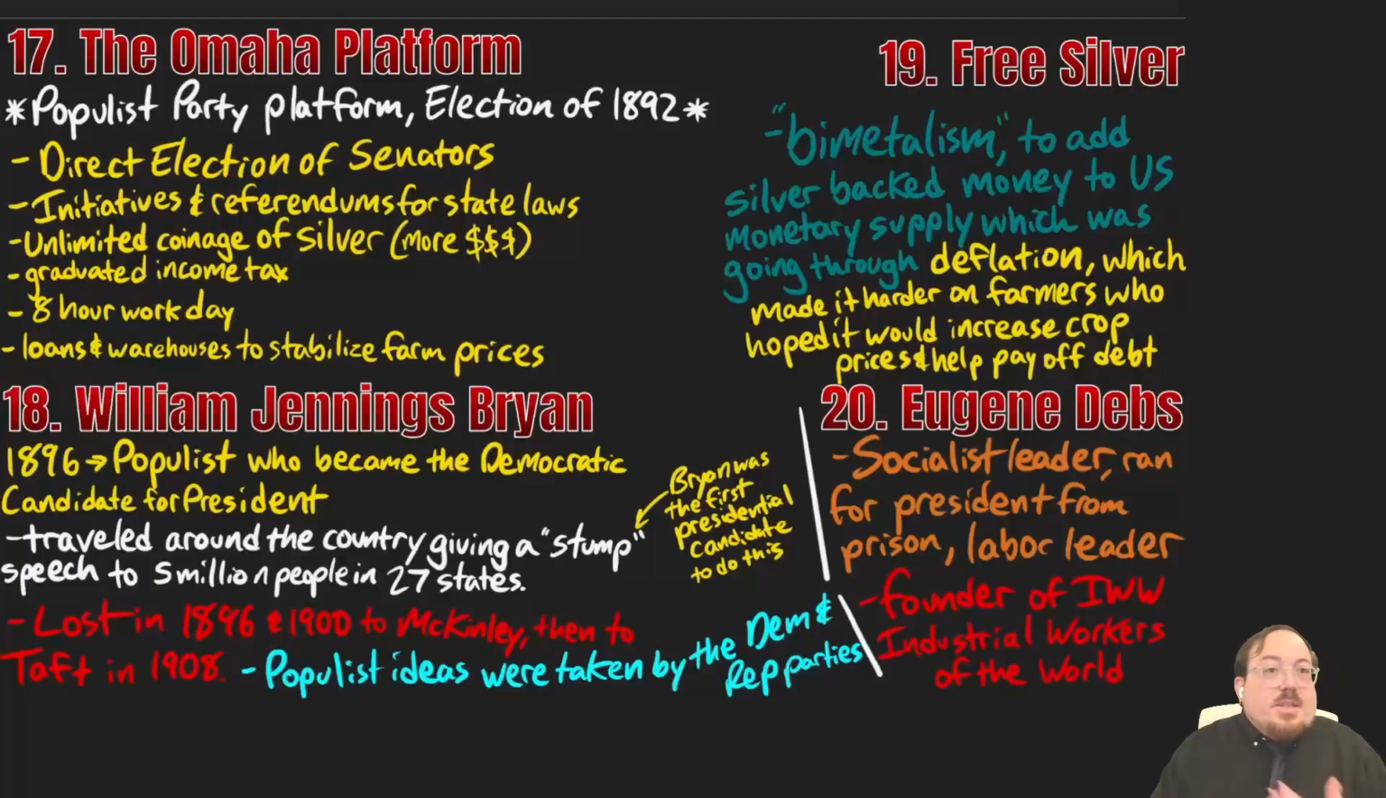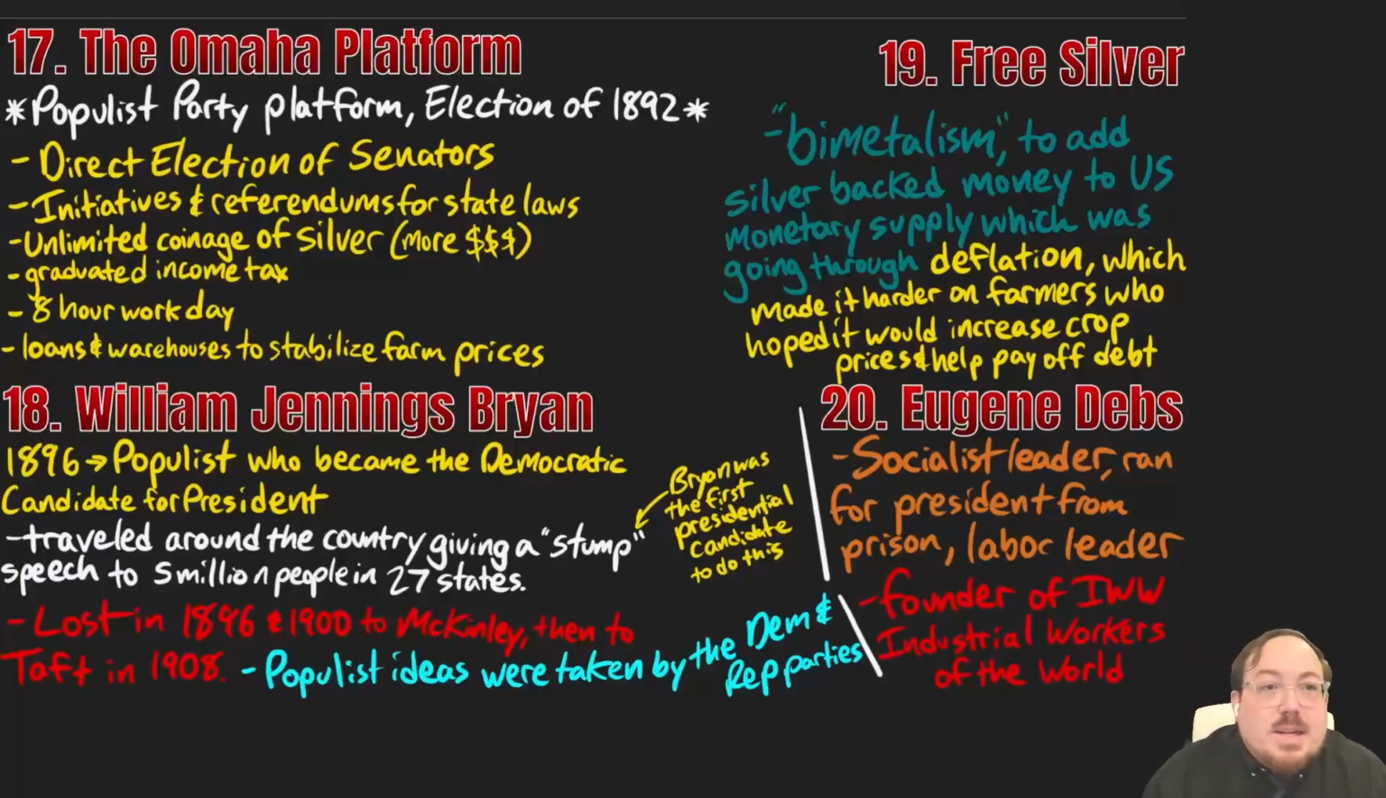They also, as I mentioned, wanted unlimited coinage of silver, which would create more money and be better for farmers. They also wanted to create what's known as a graduated income tax. At the time, the primary way the government paid for itself and provided things for the country was through tariffs. Tariffs are really bad for farmers because one of the things they can do if they can't sell their goods here in America, they can sell them overseas.